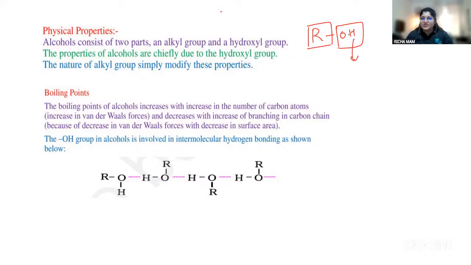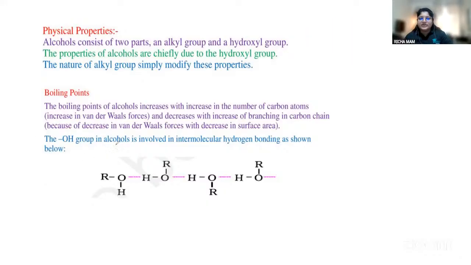So the properties of alcohol are mainly due to the hydroxyl group, and the nature of the alkyl group will modify these properties. Physical properties are mainly your boiling point, density, melting point, etc. So let us see how the boiling point will be affected.